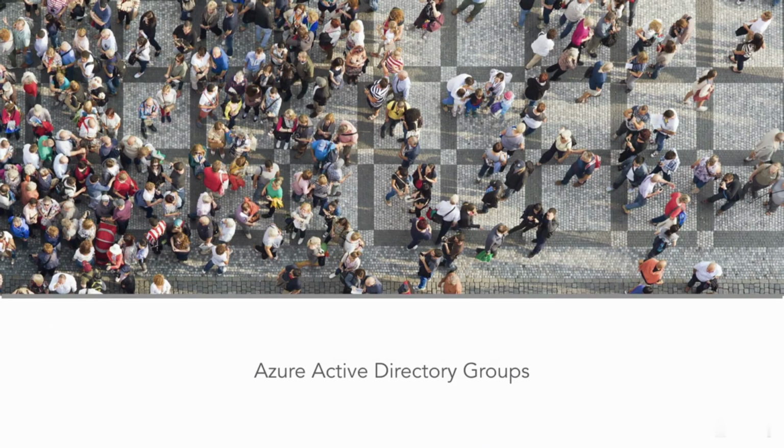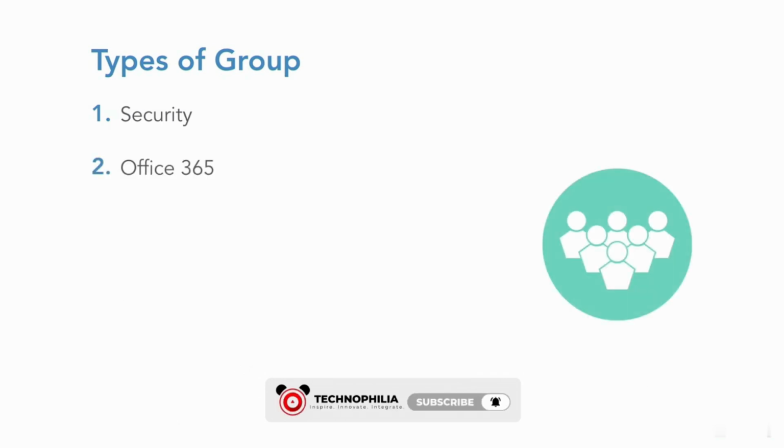Within Azure Active Directory, there are several different types of group available, and also different types of group membership that you can use. When creating a new group within Azure Active Directory, you can create either a security group or an Office 365 group. A security group is used to manage access to resources such as files and apps.